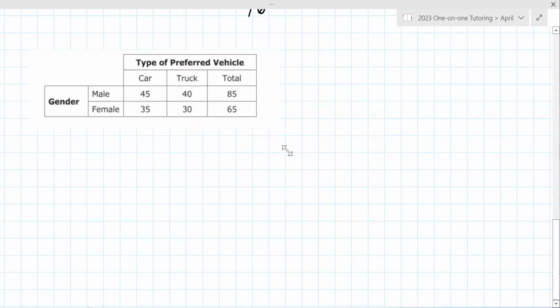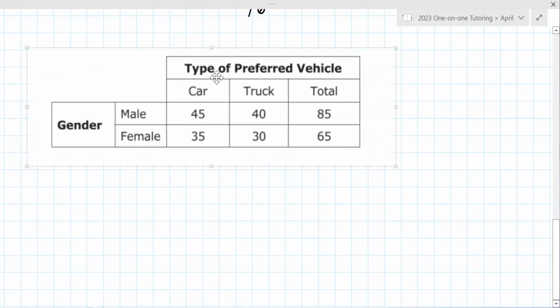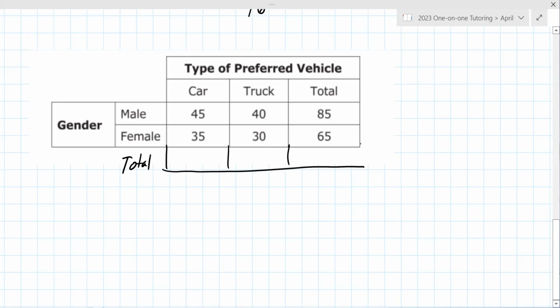All right, so this problem, they give you some sort of information: car, truck, total, male, female. What they do not give you is a total here, and you want not only the column totals, you want what I call the super total down here. Can you give me those, please?